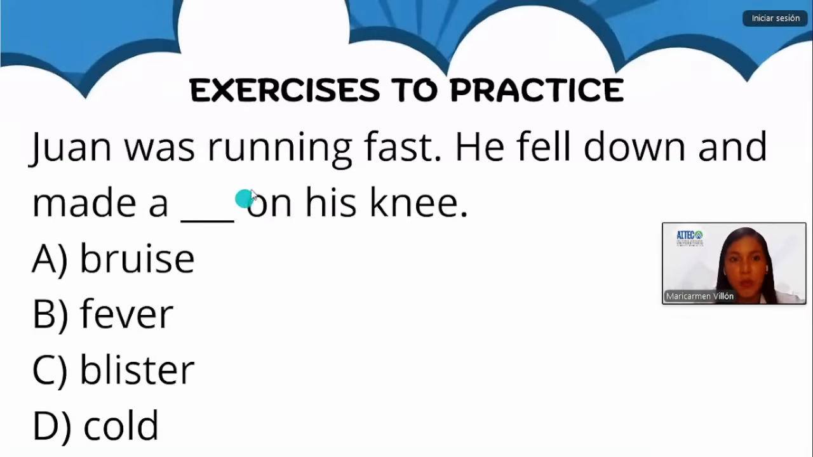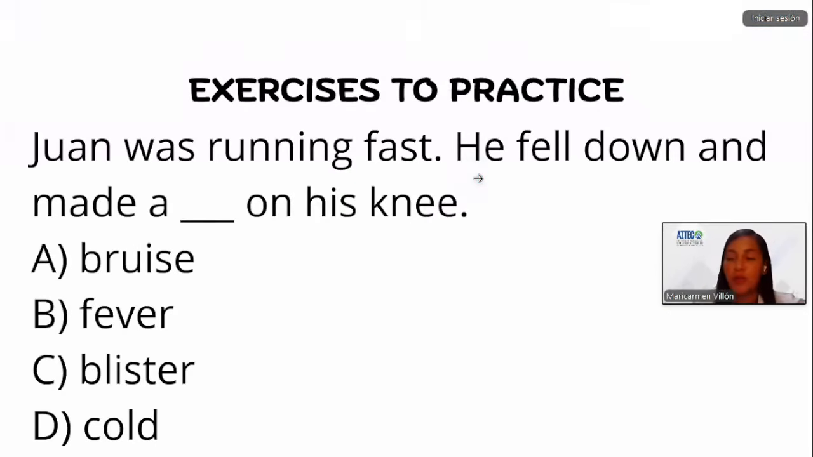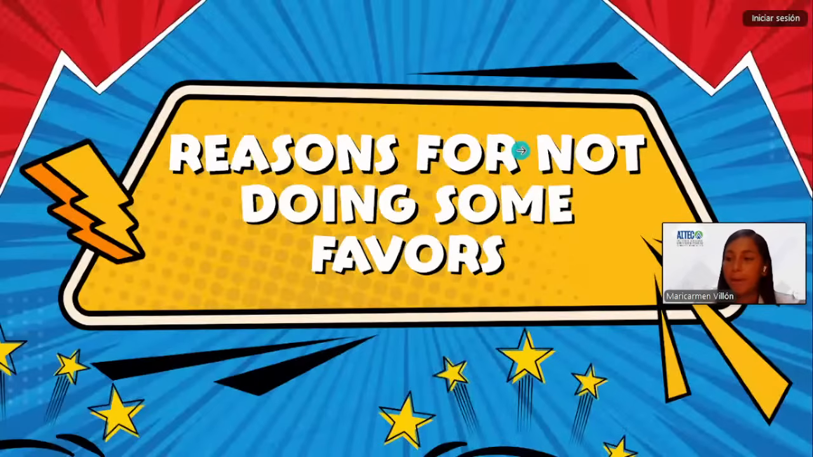Look at this one. Juan was running fast. He fell down and made a... What do you think it is? On his knee. How do you say moretón? Excellent. Bruise. Very good. Bruise, moretón. Good.